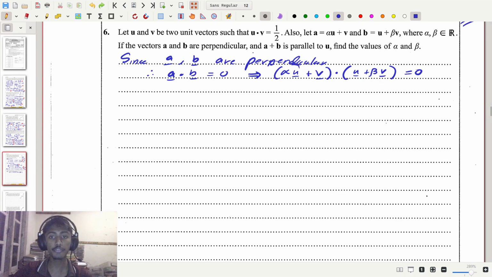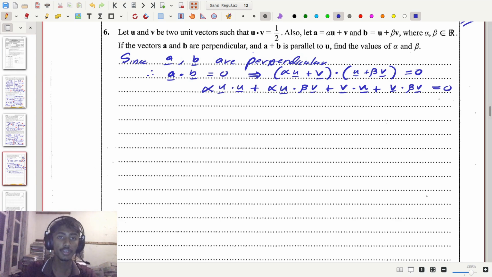So therefore we get the first term alpha u dot u, plus the second term which is going to be alpha u dot beta v, plus the next term which is v dot u, plus and finally v dot beta v, and after expanding, on the right hand side we still have 0.